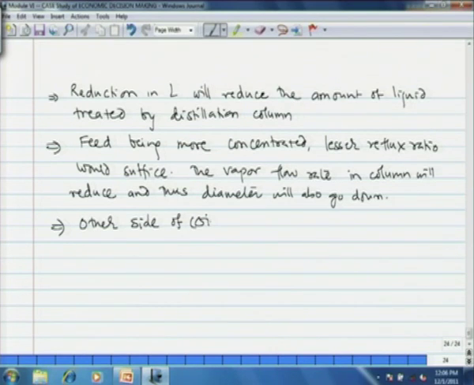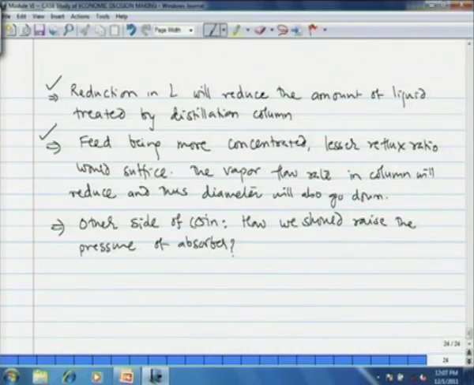Other side of coin is how we should raise the pressure of operation, or the pressure of absorber. If the waste gas stream is already available from the process at sufficiently high pressure, we can go for this option, because we do not need additional effort to raise the pressure.